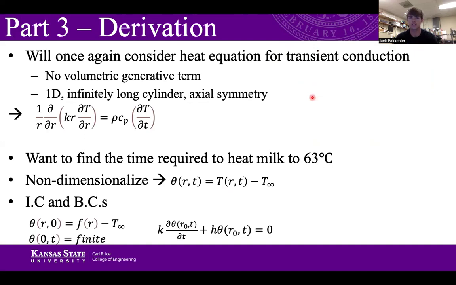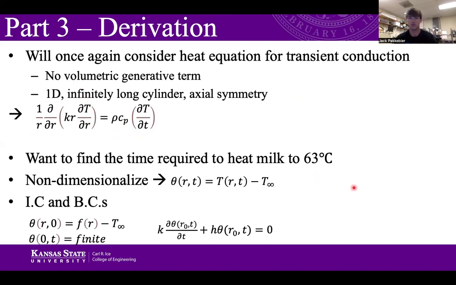We'll once again consider the heat equation for transient conduction. We looked at this similarly in project 1, but we'll go back to it. We'll be assuming there's no volumetric heat generation term in our heat equation, and that it's one-dimensional, an infinitely long cylinder, which I'll talk about that assumption, and also axial symmetry. That reduces our equation to the heat equation shown here.